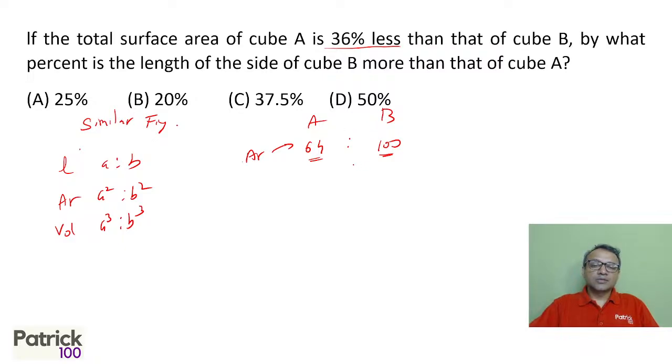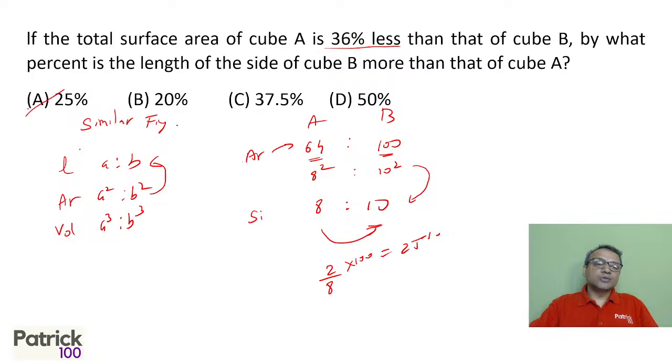36% less. So if you look at 8 square and 10 square, the ratio of any length or side will be 8:10. Remember, if area is a square : b square, length is a:b. So your area is 8 square : 10 square, length is 8:10. You want what percent the length of side B is more than A? Which is 2 out of 8 more. 2 out of 8 more will become 25% more.